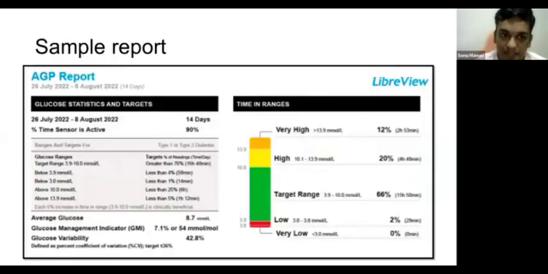This can be prevented by using CGM to identify the asymptomatic episodes, and that can be used to guide the insulin adjustments. This is a sample ambulatory glucose profile report. This was worn for 14 days, and the percentage of time the sensor is active is 90, which is good, which is more than the 70% required. The average glucose is 8.7, and the GMI, which is the estimated HbA1c, is 7.1%. And the blood sugars are very high for 12% of the time, high for 20% of the time, and in target range for 66% of the time.